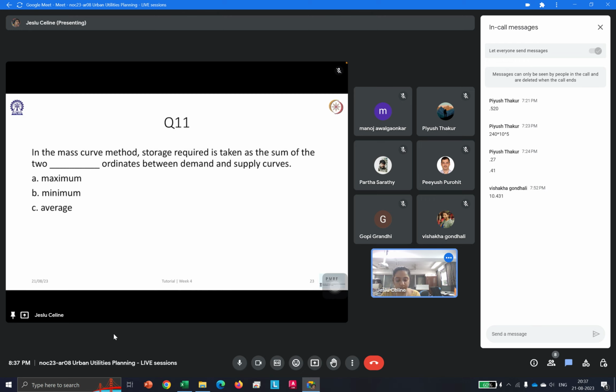Now, next one. In the mass curve method, the storage required is taken as the sum of dash ordinates between demand and supply. Is it the maximum, minimum, or average?